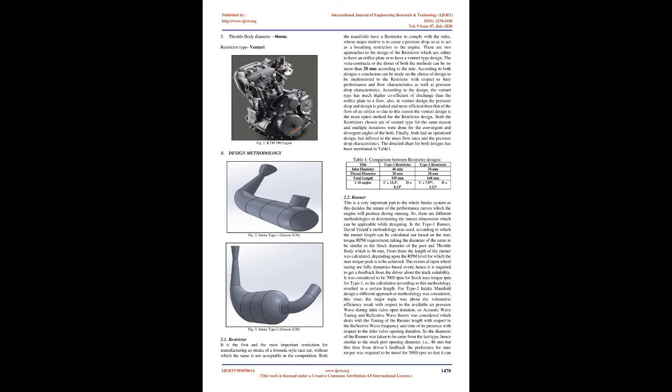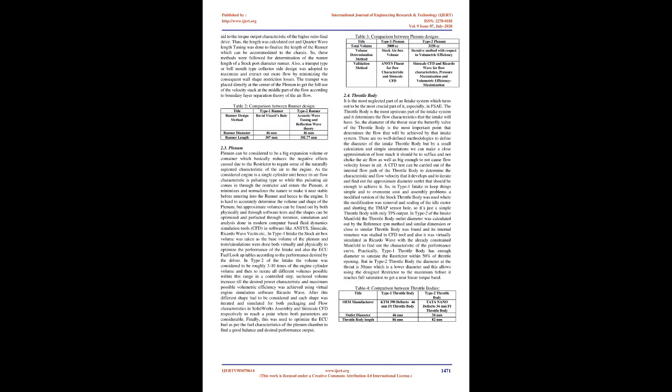2.2 Runner. This is a very important part of the whole intake system, as this decides the nature of the performance curves which the engine will produce during running. There are different methodologies for determining the runner dimensions which can be applied while designing. In the Type 1 runner, David Vizard's methodology was used, according to which the runner length can be calculated based on the max torque RPM requirement, taking the diameter to be similar to the stock diameter of the port and throttle body, which is 46 mm.